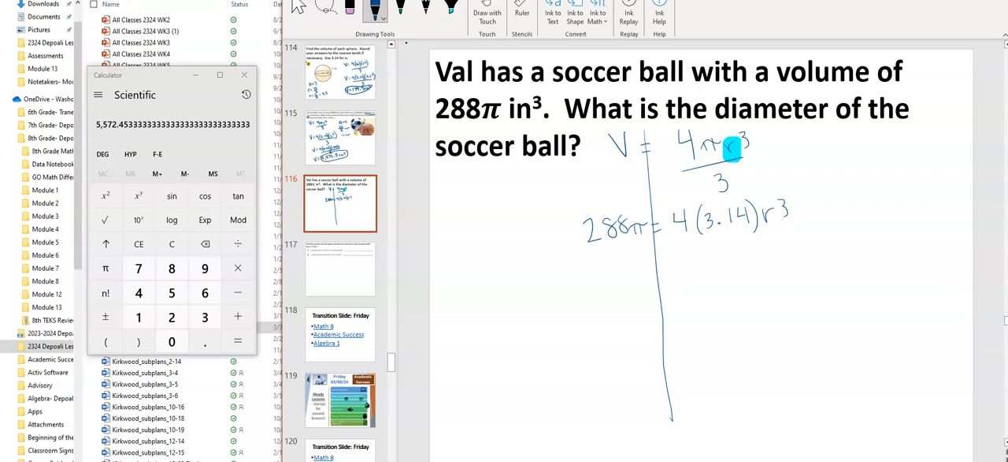I don't know what my radius is. Divide by 3. And I'm going to get the r all by itself. This is the thing right here that I want to get alone on one side. So in order to do that, I need to first get rid of this division bar by doing the opposite of division and multiply by 3 on both sides.